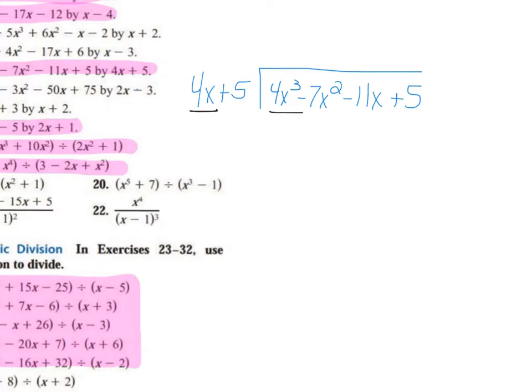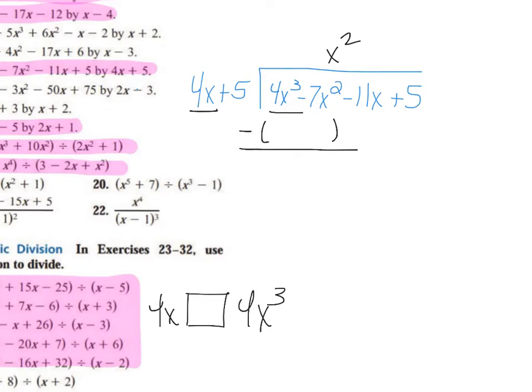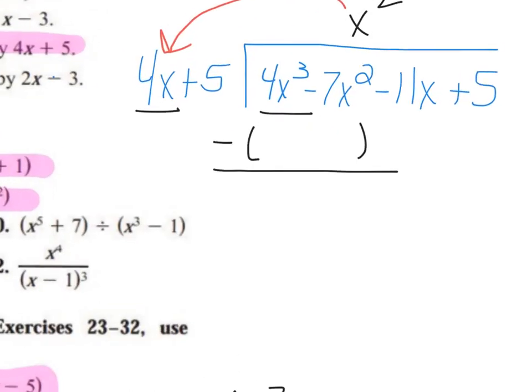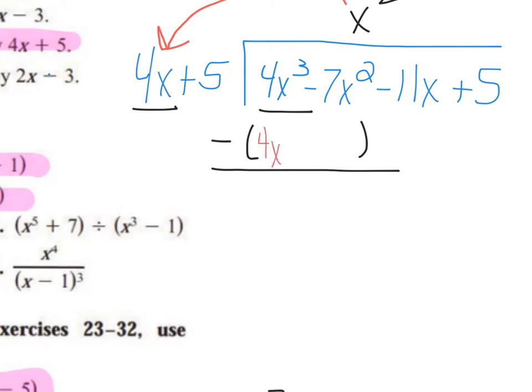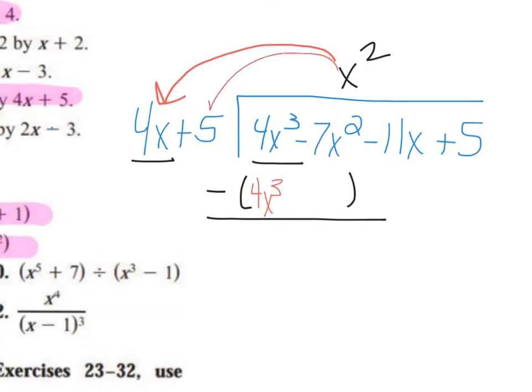The way we do this, we go first term into first term. So 4x times what gives me 4x cubed? X squared. I'm going to put it right above my x squared terms. Then we get ourselves ready to subtract, and remember to distribute. What is x squared times 4x? 4x cubed. What is x squared times 5? 5x squared.